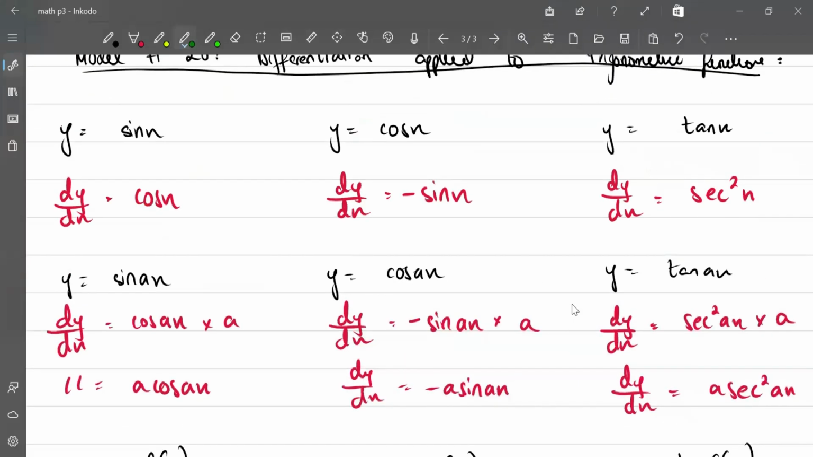When we are going to do some questions involving trigonometric functions, stuff is going to make a lot of sense.